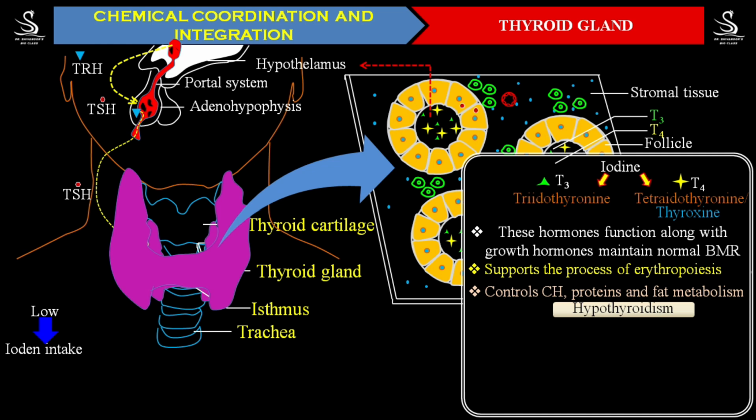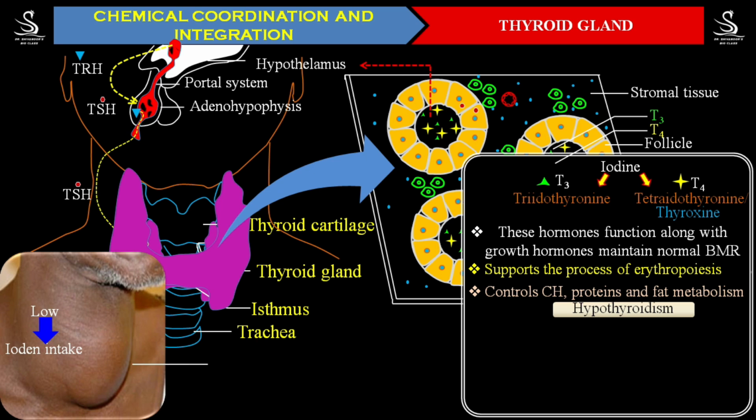I hope you all understood why the enlargement occurs. And such enlargement is called goiter, meaning hypothyroidism will lead to goiter. You have probably observed people who have an enlarged area in the neck region. Such a condition is called goiter. It is because of low intake of iodine along with our diet.